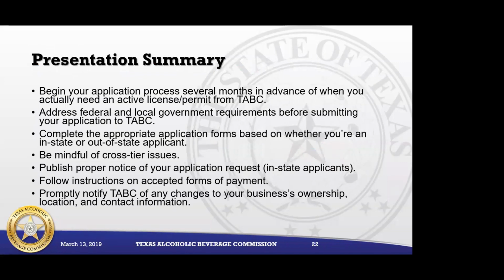Okay, let's conclude our presentation and review some of the items that we discussed. First, begin your application process several months in advance when you actually need an active license or permit, so proper planning is encouraged. Address federal and local government requirements before submitting your application to TABC. This is with regards to the TTB permits that may be required, or consulting with your local government to determine if there are any ordinances that would prohibit you from having a permit or license at that location.